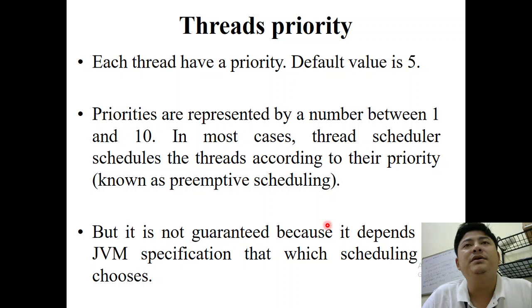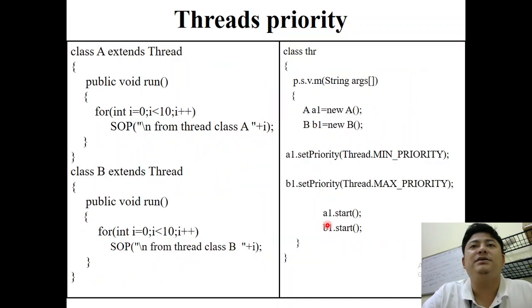Just to give you a brief about it, a thread has a priority. By default, the default value is 5, so all will be treated equally. However, if you want to lower the priority of a particular thread, or increase the priority of a particular thread, then you can use this value. You can set the priority value of the thread by invoking the setPriority method. The example is shown over here.